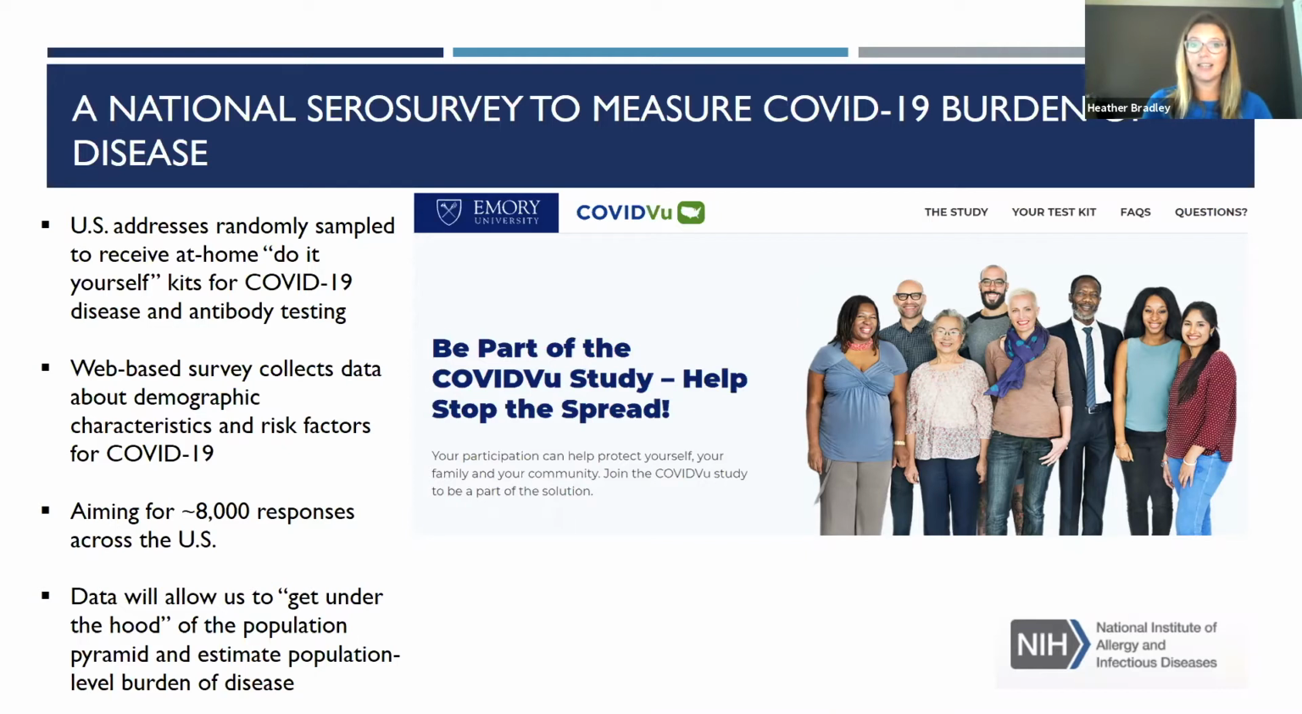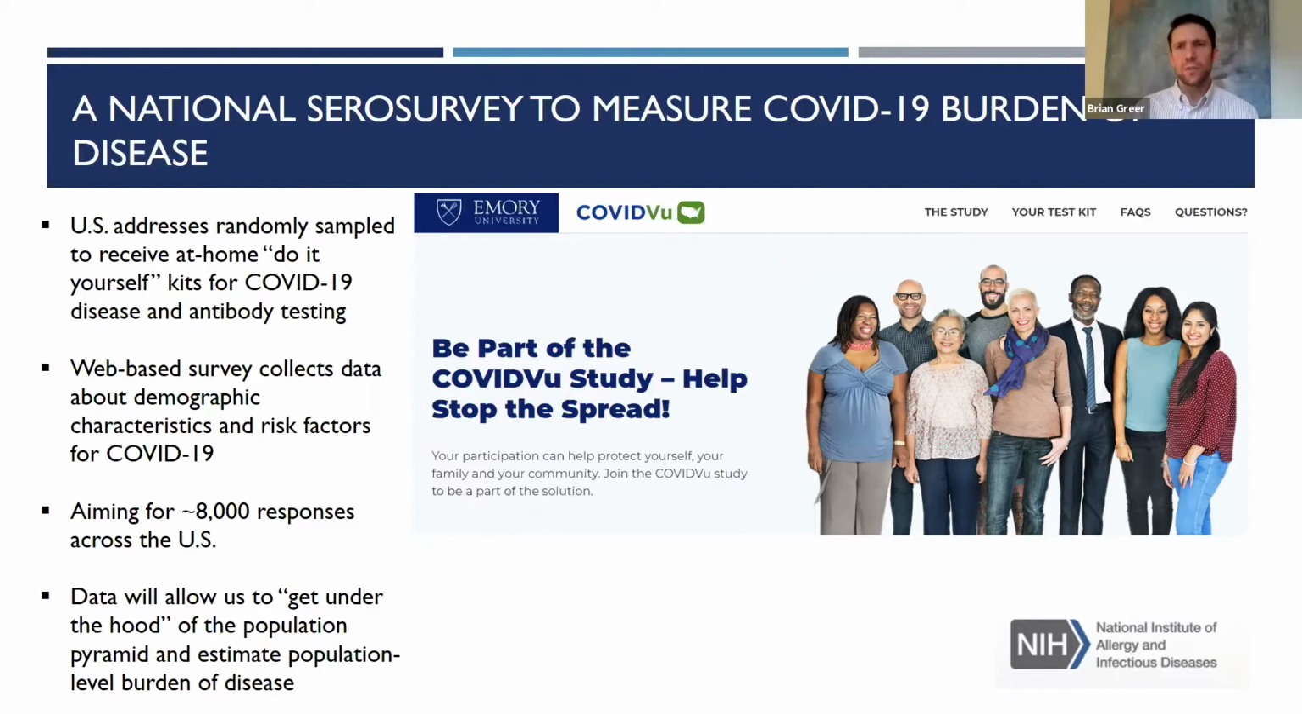We're aiming for about 8,000 responses across the United States, so this is a huge undertaking. The point here is that these data will allow us to really get under the hood of that population pyramid, to look at what's going on under the tip of the iceberg and to better estimate population-level burden of disease.